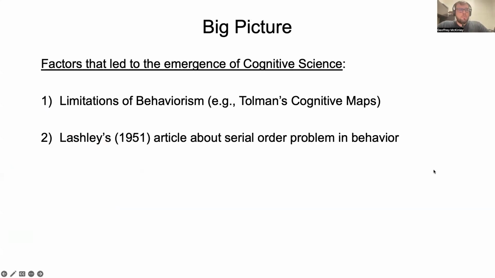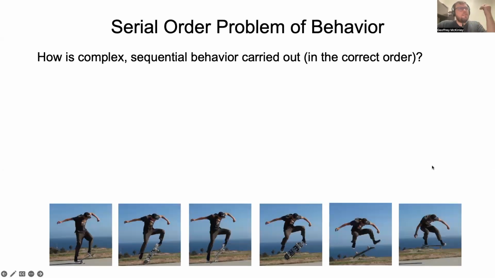Okay, so today we're going to talk about Carl Lashley's discussion about the serial order problem in behavior. And so what this refers to is the question of how does complex sequential behavior get carried out in the correct order, right? Sequential is another word for serial, and order means in the correct order. And so how does that happen?